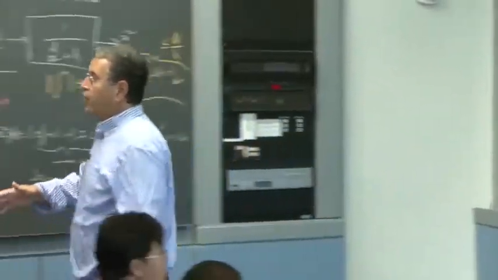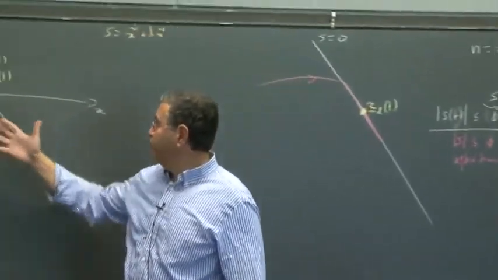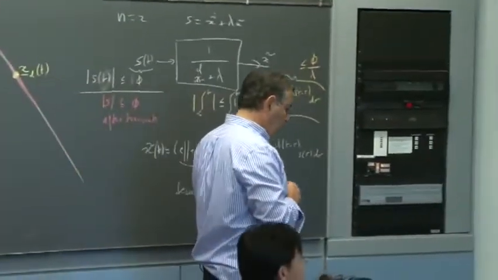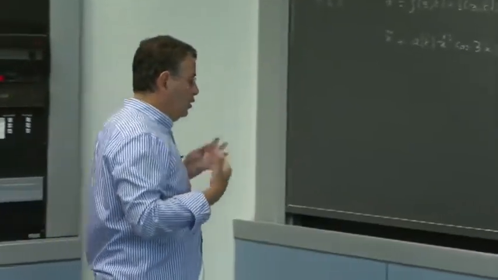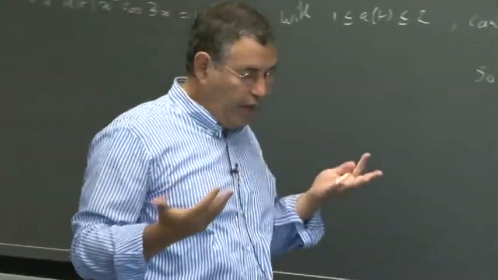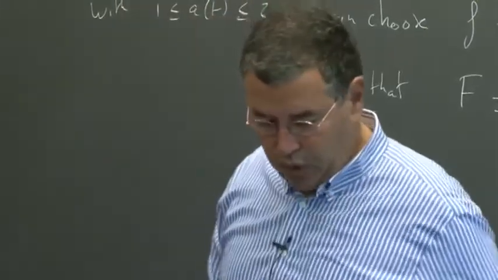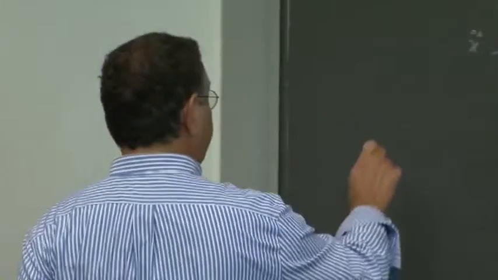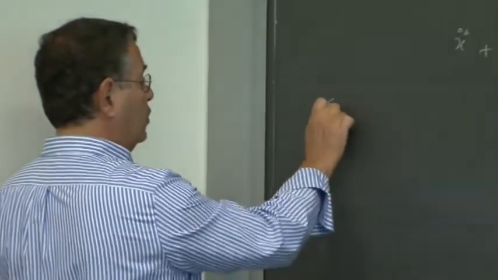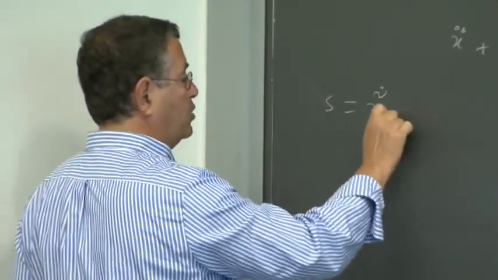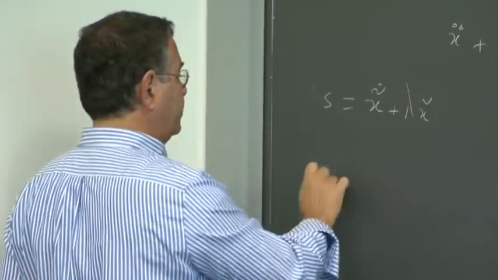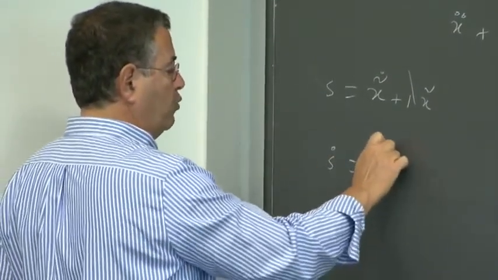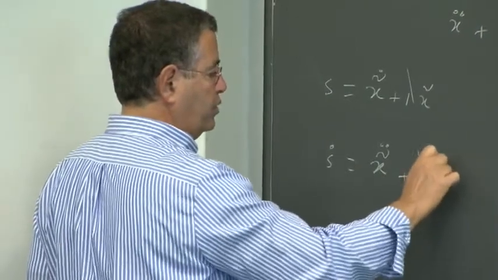So we are in a case like this, right? We have a second order system. And we're going to try to control S. So first of all, we're going to compute S dot. S, of course, is equal to x tilde dot plus lambda x tilde. S dot is x tilde double dot plus lambda x tilde dot.